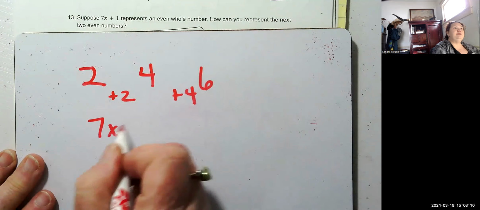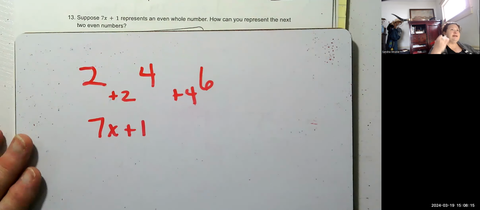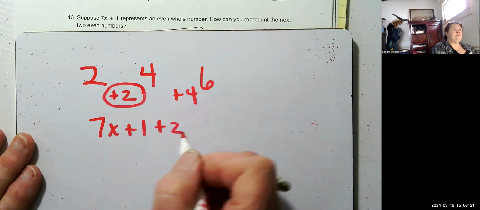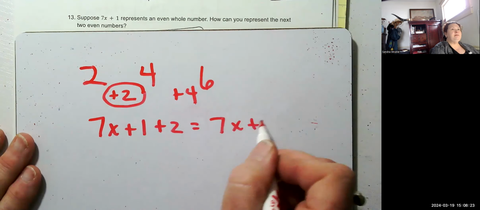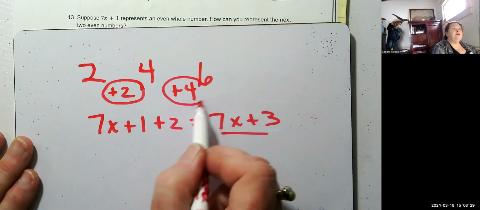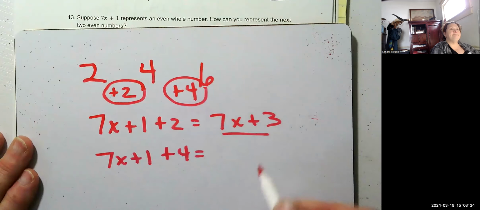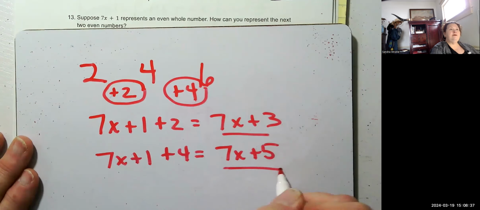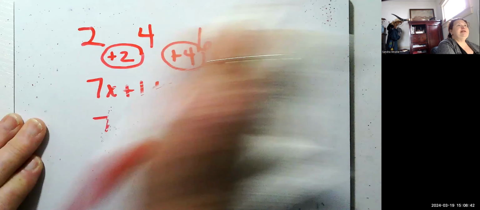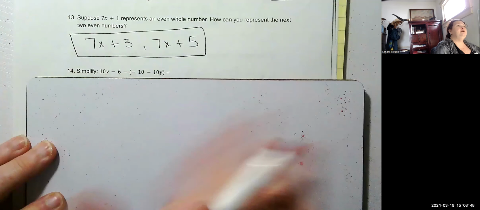So if we have 7x plus 1, and they're saying that's an even whole number, how do I get to my next even whole number? You add 2. And that's 7x plus 3. How do you get to the next one? You take the original and you add 4. And those were your answers. Okay. Some of you wrote 7x plus 2 and 7x plus 3. I did give you partial credit for that, even though it was not set up properly.